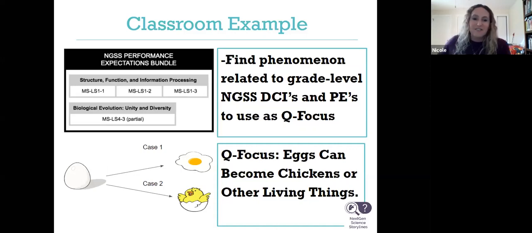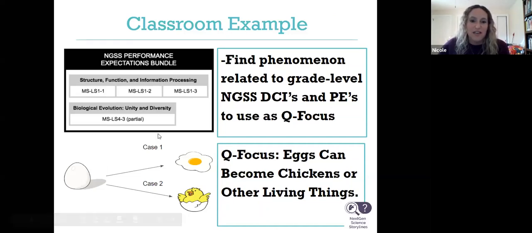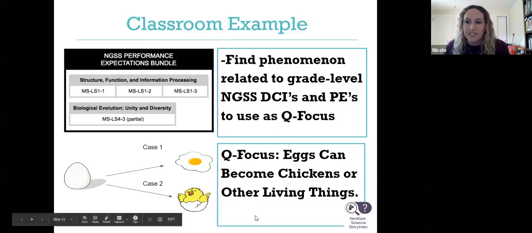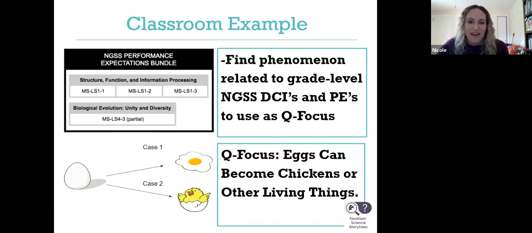But the first thing that I did, of course, or that Next Gen Storylines did, is they looked at the performance bundles. So here are the different life science bundles, and that's the phenomenon that matches those things. And the Q focus that I used with my students is eggs can become chickens or other living things. And you can see in the graphic the egg, and it either becomes just an egg, like just a fried egg on the top right, or it develops into something living.